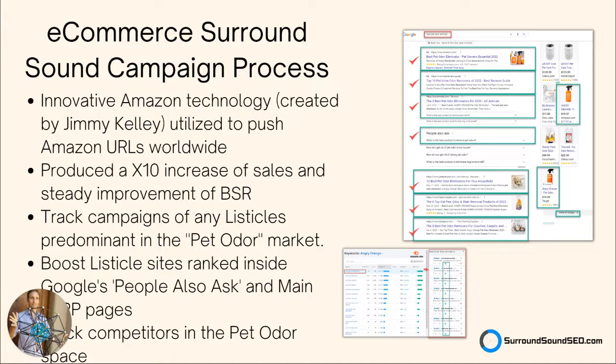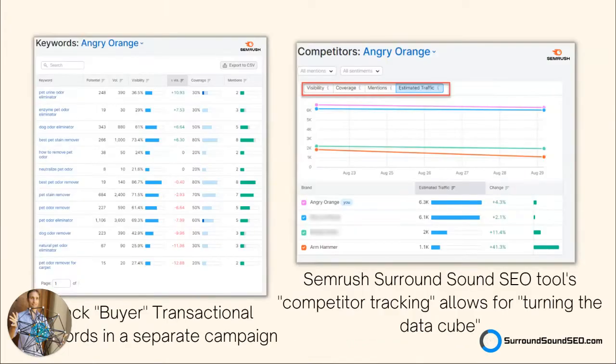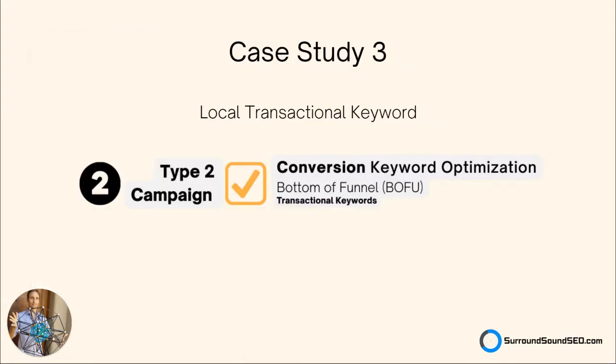We also can track the competitors in the pet odor space, which was very, very helpful. So we can track the buyer transactional keywords on a separate campaign, which is really, really cool. For example, you can spin the data cube. We were able to follow or track any of Angry Orange's competitors as if they were also our client, and turn the data cube around and find out where the brand sentiment differs, where the multiple rankings around a keyword differ, where the coverage and mentions differ, and where the visibility is better or worse, and improve those metrics before we were reporting them to our client.